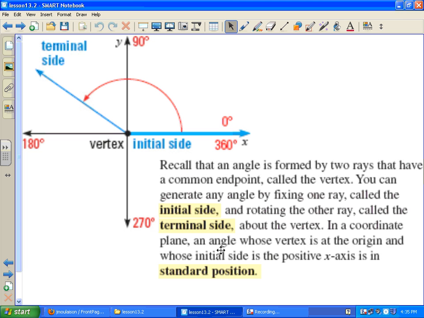In a coordinate plane, an angle whose vertex is at the origin and whose initial side is the positive x-axis is in standard position. So in this figure, this angle, identified by these blue sides and then this arrow indicating the angle rotation, is in standard position because the vertex is at the origin and the initial side is the positive x-axis.